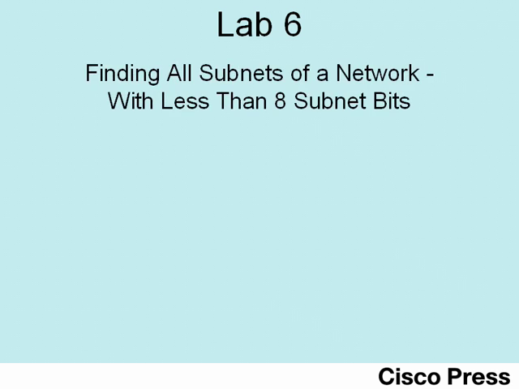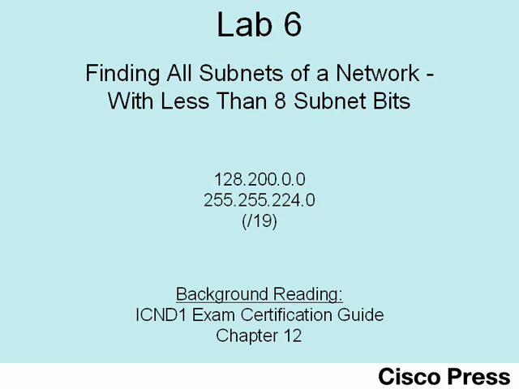Hello and welcome to IC&D1 Lab 6, finding all subnets of a network with less than 8 subnet bits. This video shows how to find all the subnets of Class B network 128.200.0.0 with mask 255.255.224.0. Also, if you're using the Cisco Press exam certification guides, this video is best used while you're reading IC&D1 Chapter 12.